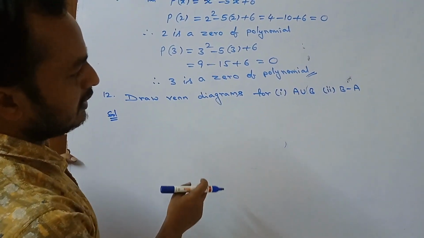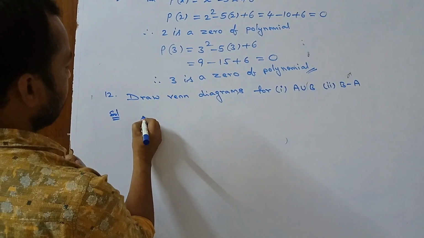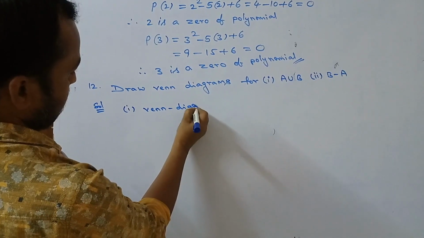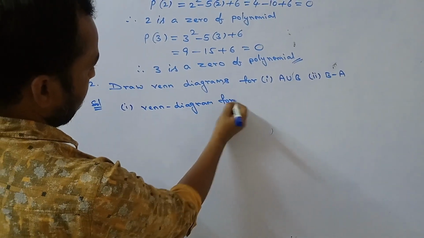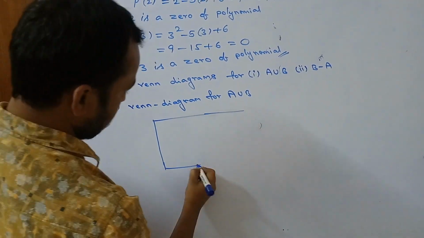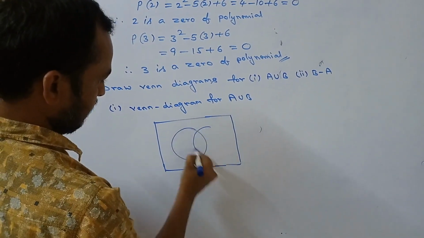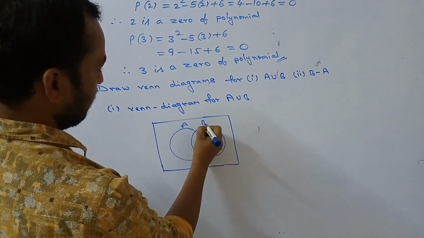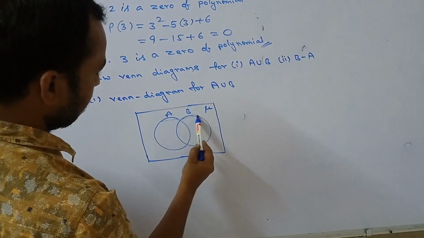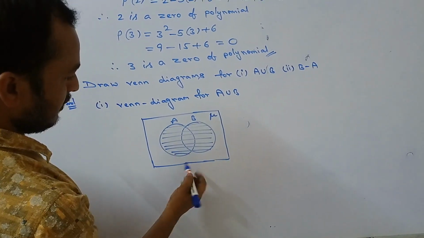Draw Venn diagrams for first one A union B, second one B minus A. First one, Venn diagram for A union B. A, B. Now union, union means total part. This part is A union B.